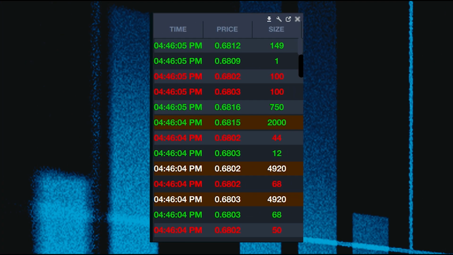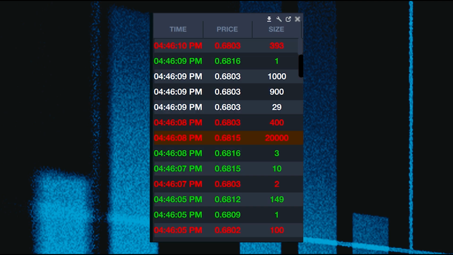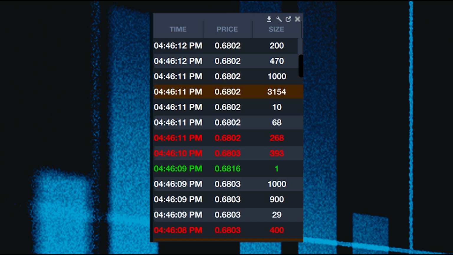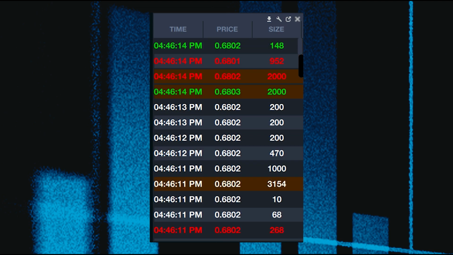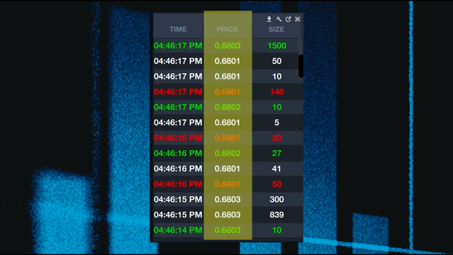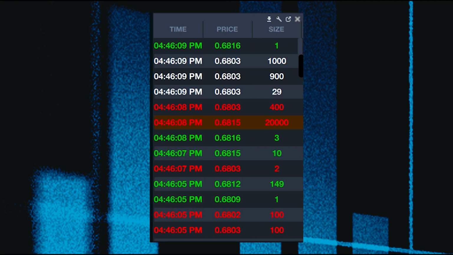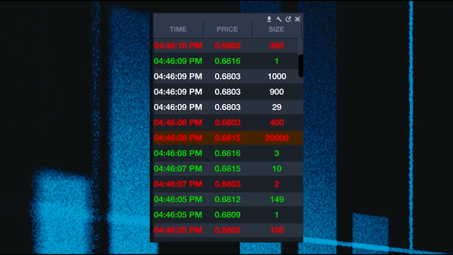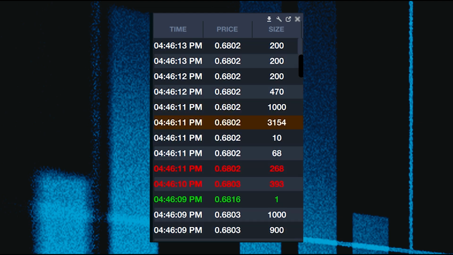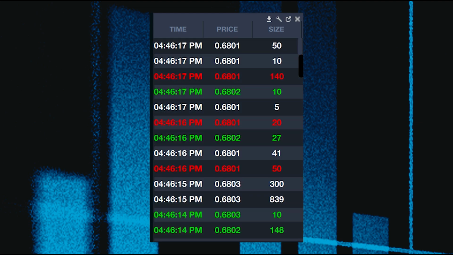So what you can read from level 1 is really a good idea of whether the buyers or the sellers are in control. If you're looking at level 1, you're going to see a lot of information. You're going to see time, price, and size. Okay, so what that denotes is obviously the time that the transaction took place, what price it was consummated at, so where the buyer and the seller met, and then how many shares were transacted.